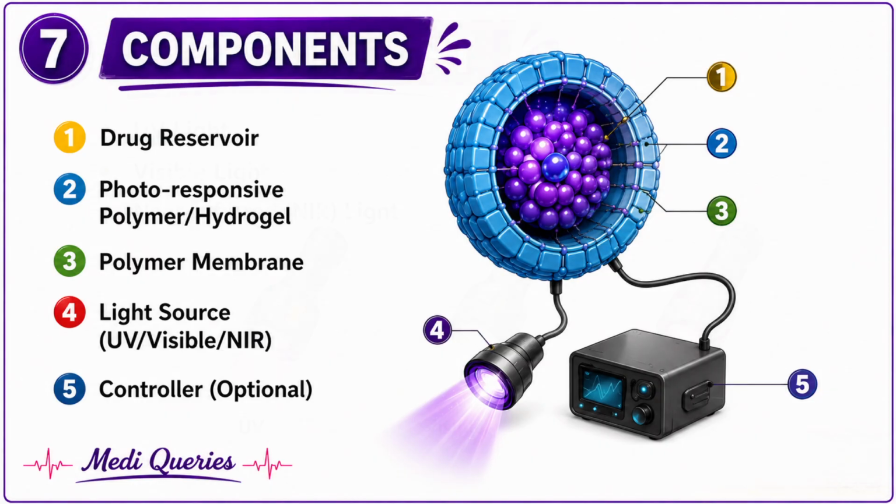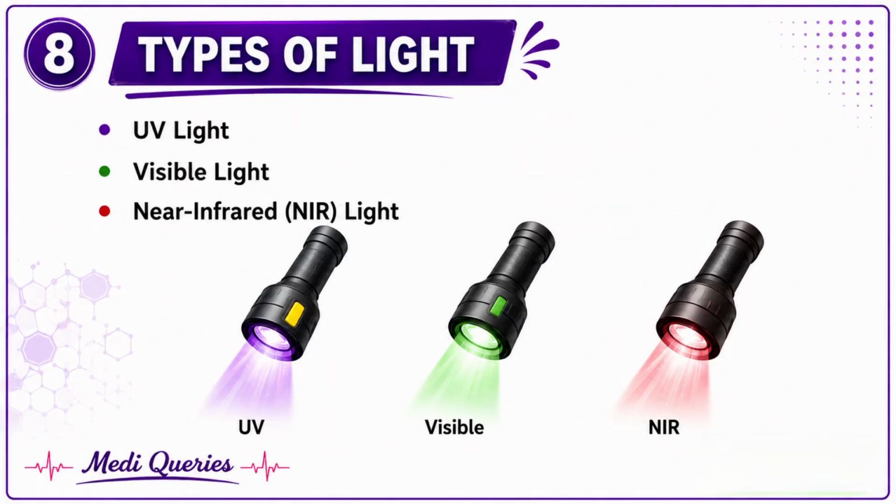Okay, so let us see the types of light. Different types of lights are used, like UV light, visible light, near infrared light. First we will see about UV light. UV light mainly provides strong activation but has limited tissue penetration and may damage the tissues. Visible light is safer than the UV but penetrates only superficial tissues.